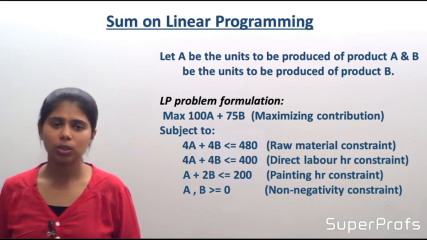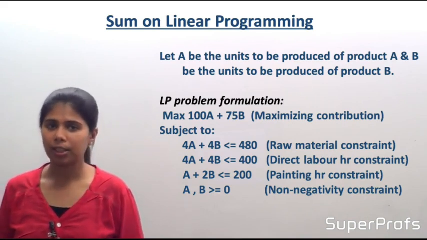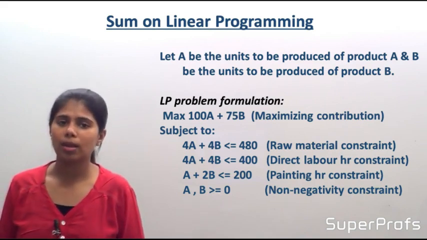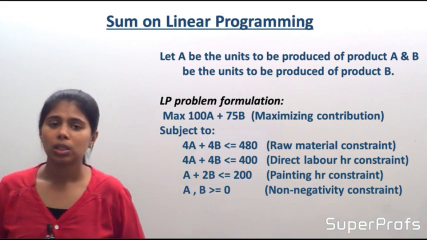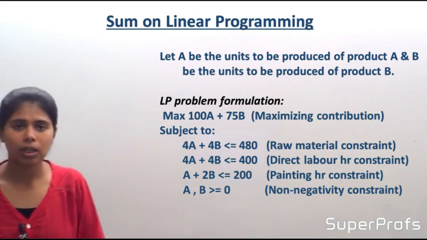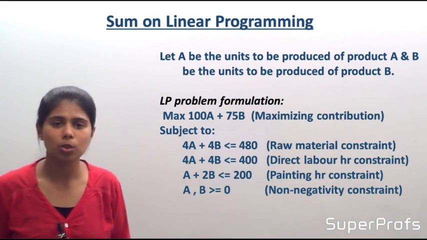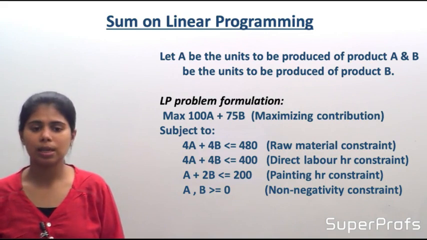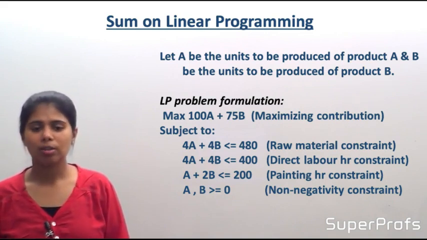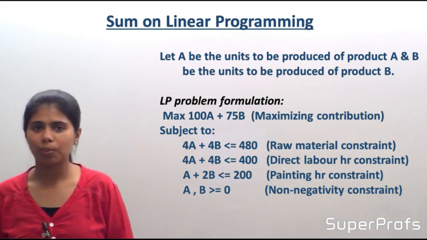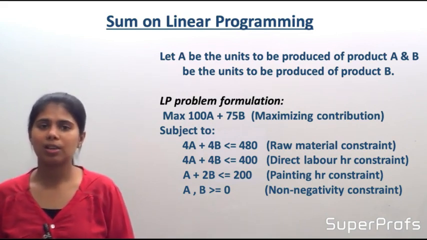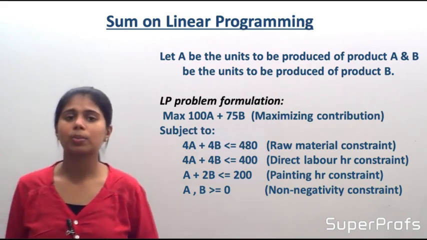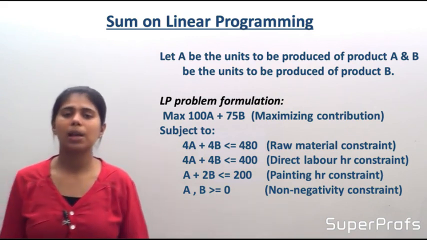100 rupees per unit is contribution for product A, and variable A is my number of units produced of product A. So 100 into A is the contribution that I am getting from product A, and 75 is the contribution per unit of B, and B is the number of units that I am going to produce for product B. So 75 into B is my total contribution from product B. So 100A plus 75B is my total contribution from products A and B, and this is what I have to maximize. So I have to maximize 100A plus 75B.